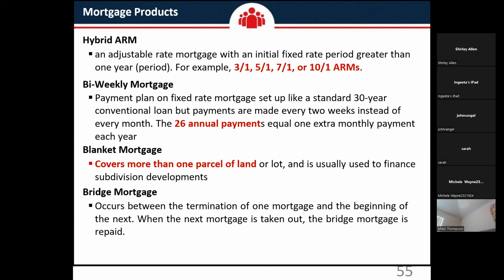A blanket mortgage covers more than one parcel of land or a lot, and it's usually used to finance some subdivision or developments. You see the building stuff going on all the time. One developer might buy a whole bunch of parcels, and his loan may cover like 1 to 5 parcels that he's buying to build a little subdivision.